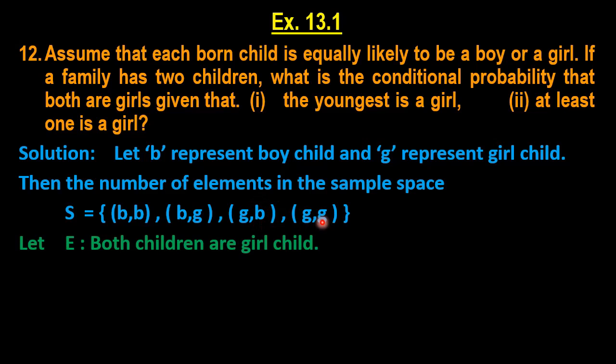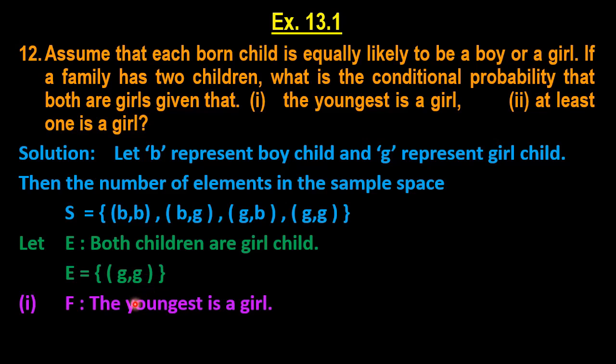Now let E be the event such that both the children are girl child. So out of 4 elements in the sample space, only one contains G comma G, which represents that both the children are girl child. So in the set E, there will be only one element, which is G comma G. And let F be the event such that the youngest is a girl child. So youngest is a girl child means the second child must be a girl. Here there is one and here there is another. So altogether there are 2 elements in the set F, which is B comma G and G comma G.